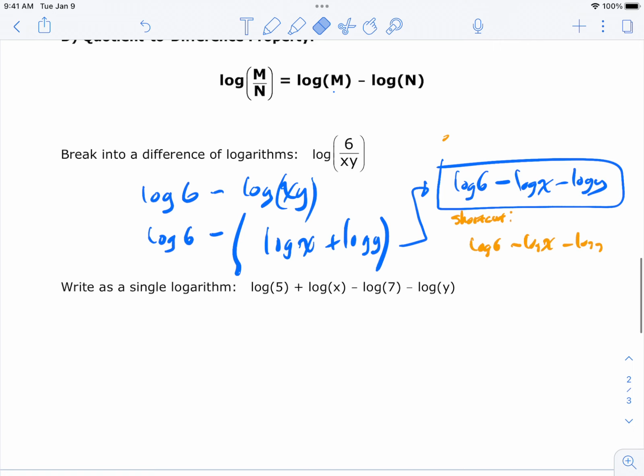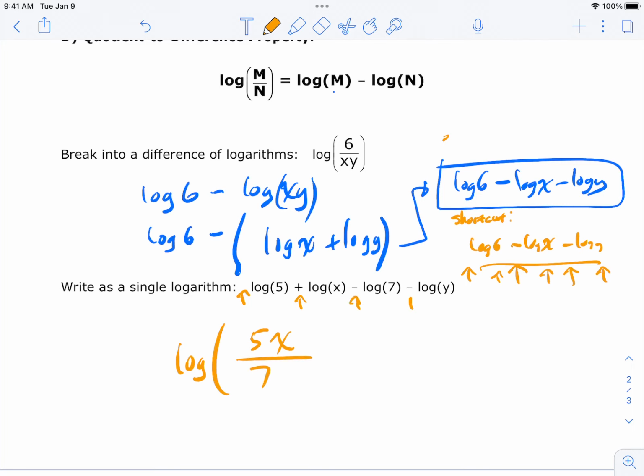What's this one? Oh, this one's asking us to put it back together. Let's try to use this shortcut idea in reverse. If it's got a minus in front, it's because the x came from the denominator. If it's got a minus in front, it's because the y came from the denominator. If it's got a plus in front, it's because the 6 came from the numerator. This has got a plus in front, so the 5 comes from up top. This has got a plus in front, so the x comes from up top. This has got a minus in front, so the 7 comes from the bottom. This has got a minus in front, so the y comes from the bottom. Boom. These things are fun once you know the secrets, right?